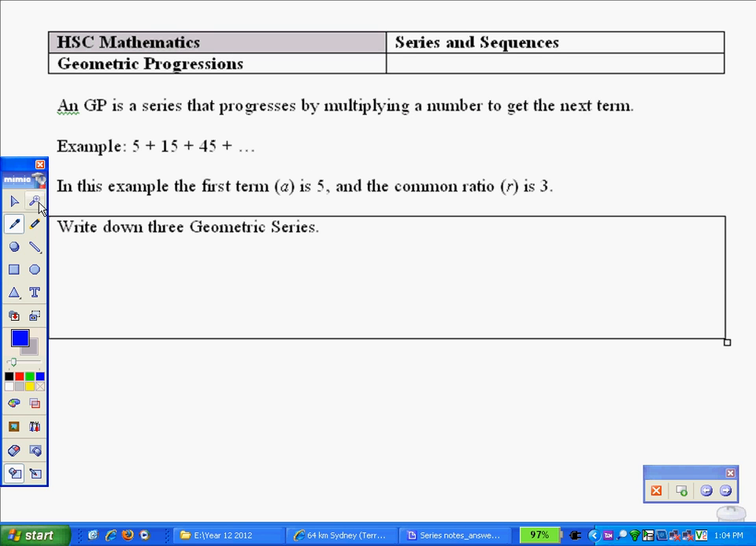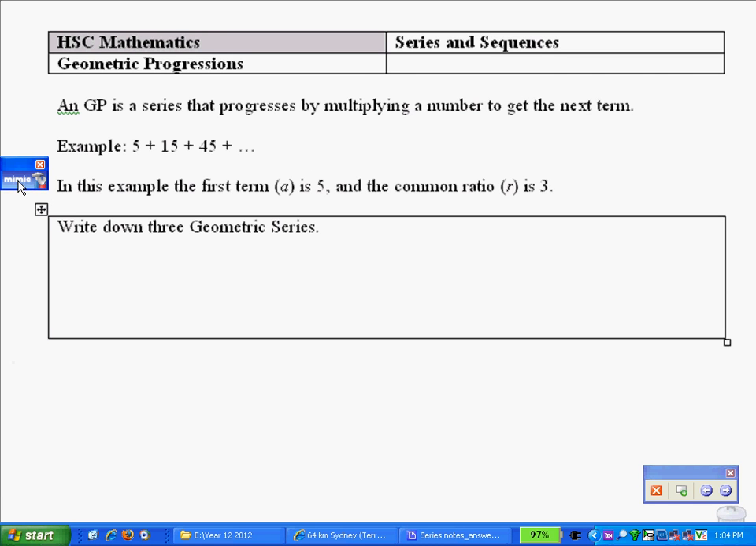We want to look now at geometric progressions. A geometric progression is a series that moves along, or progresses, by multiplying by a number to get the next term. So instead of adding or subtracting a number, we multiply by a number. We can divide by a number, but that's the same as multiplying by a fraction. So if we keep it just multiplying by a number, whether it is a whole number or a fraction, that's how we get a geometric progression.